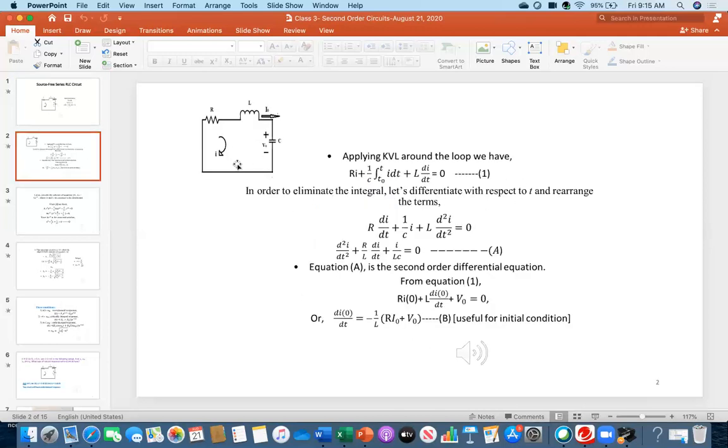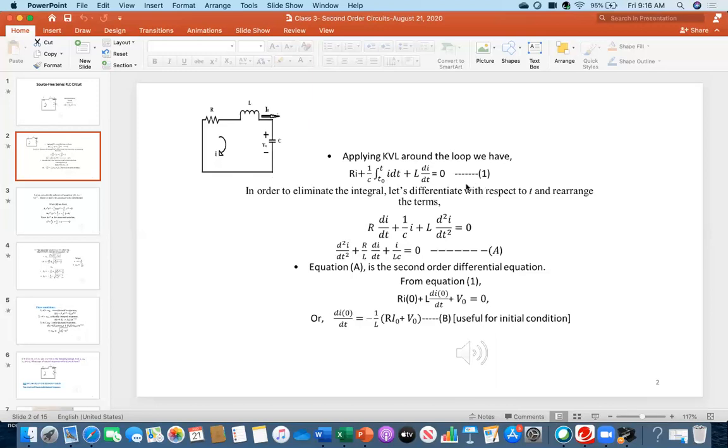Everybody see that circuit. Now in that circuit, we are applying KVL, Kirchhoff's voltage law, around the loop, and see equation 1: Ri, that is the voltage drop through R, then 1 over C times the integration from t naught to t of i dt, that is the VC, the voltage across the capacitor, and then L di by dt, that is for the inductor. That equals 0 because there is no source. So we are applying the KVL. That's equation number 1.